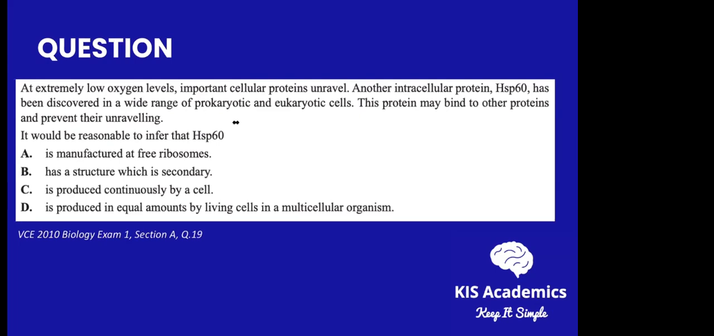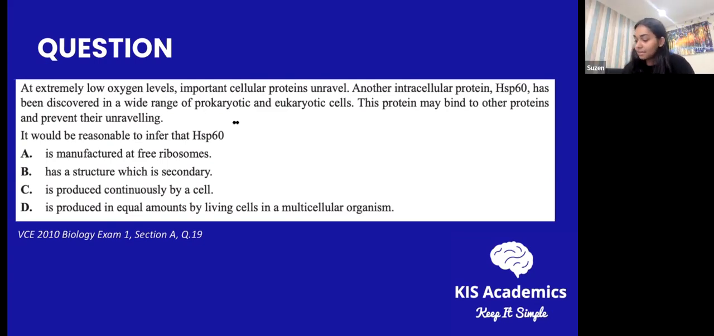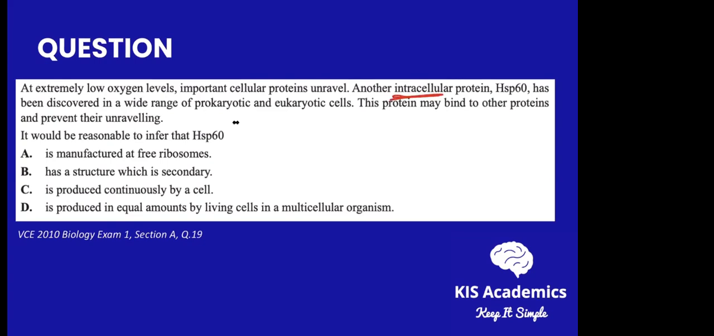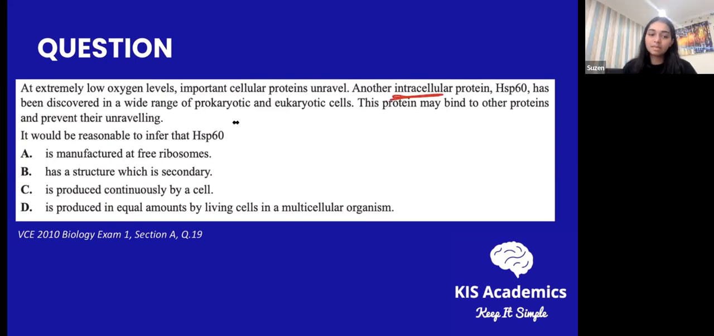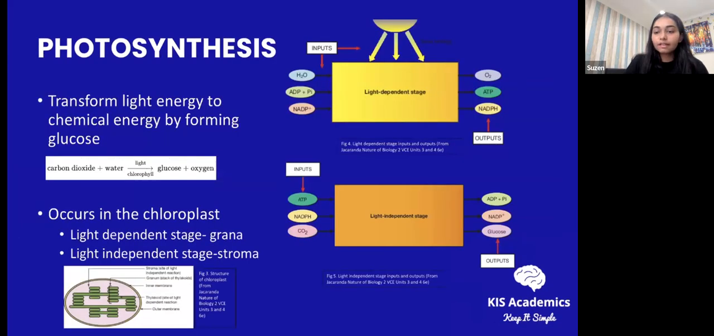Okay, so our results, most people have said A. Yes, that is correct. The answer here is A, because it says that it's an intracellular protein, and intracellular proteins means that it's to use within the cell. So it is manufactured at free ribosomes. Well done.